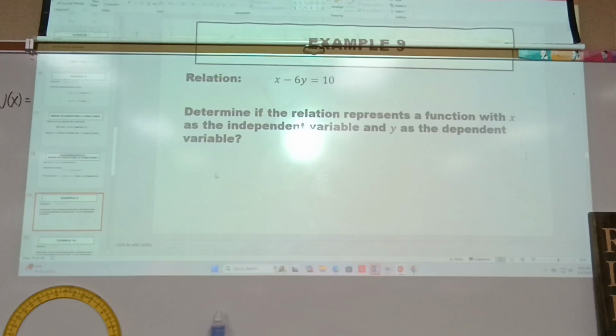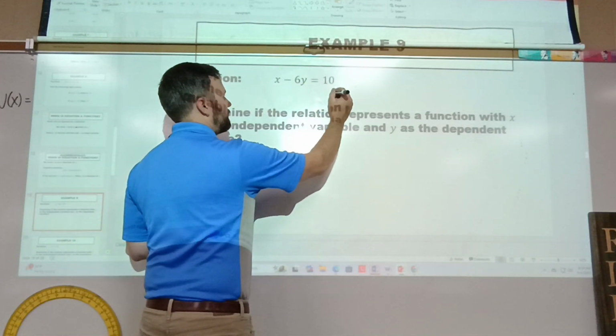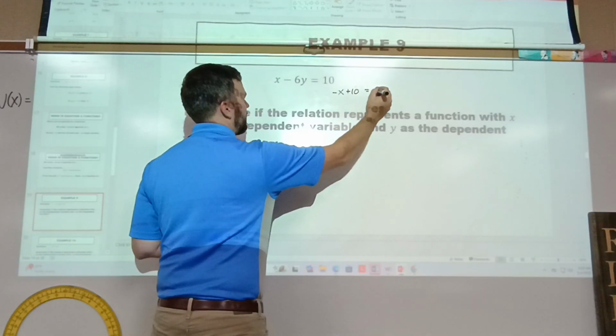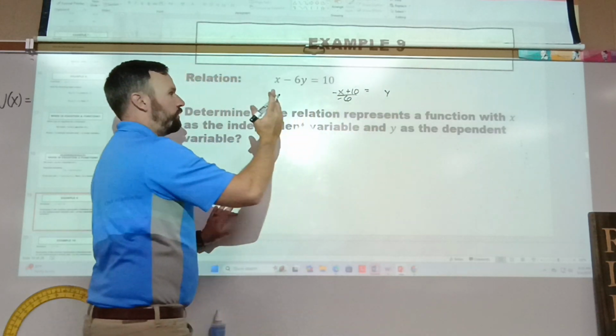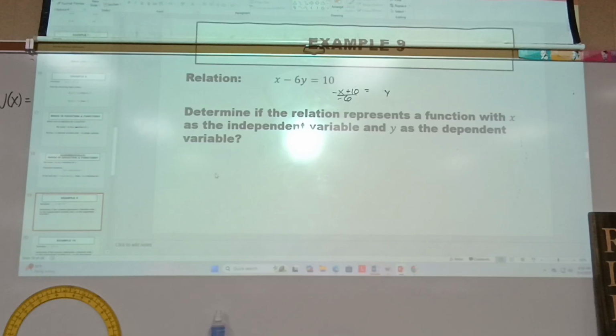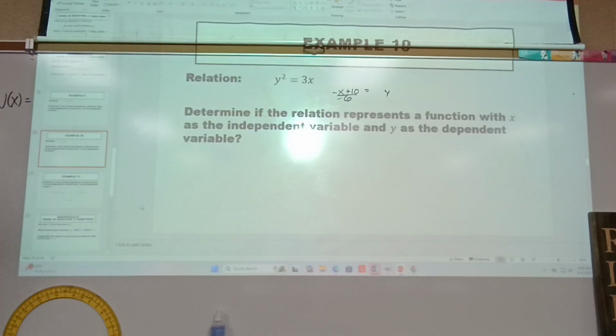So for example, this one, can I get y by itself on this? Can I solve this? Yeah, we did it earlier, right? I can do my -x plus 10 equals -6y, and then divide by -6. So you can go look back. But can I get y by itself? Yes. When I graphed it, did it look like a function? Yeah. If it looks like a duck and talks like a duck, it's probably a function. That's true. All right. I'm not going to worry about independent, dependent. Now, what about this beast?